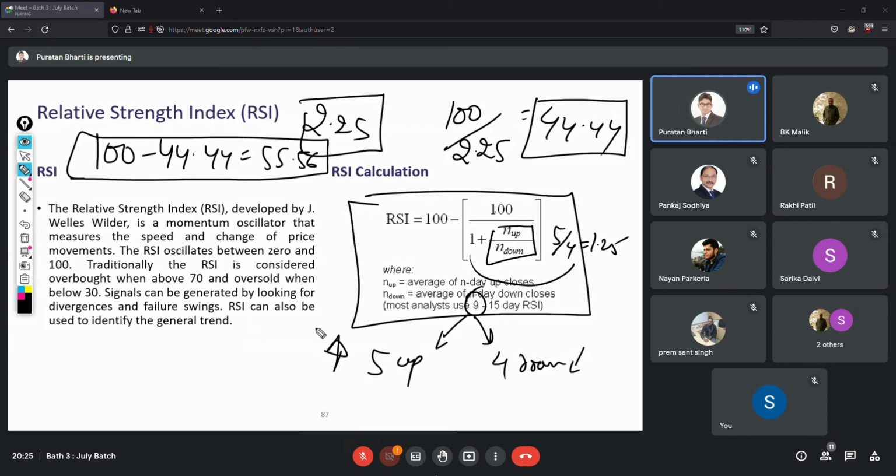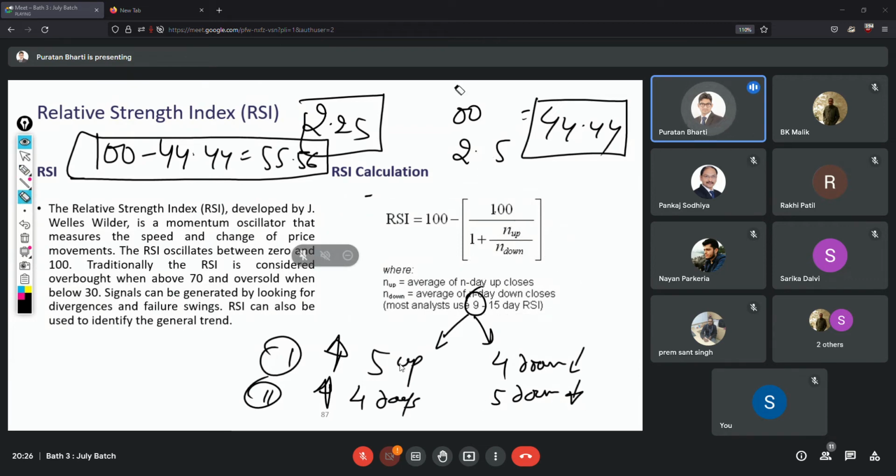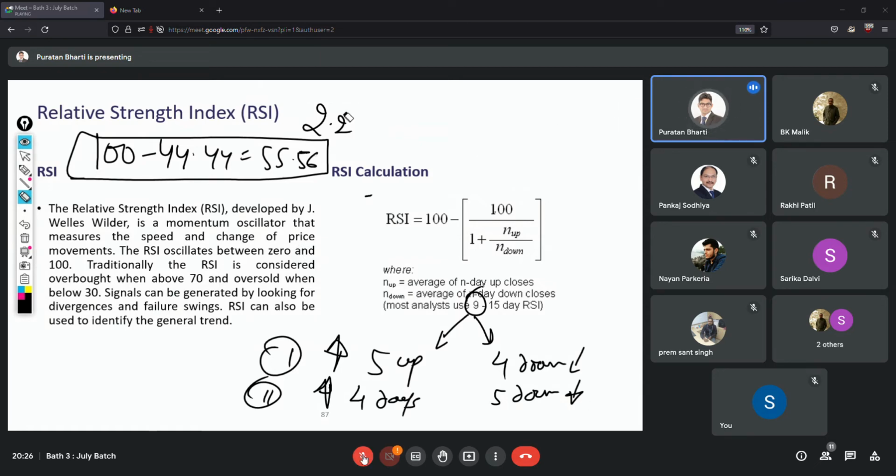Right? Now let us just switch this example. This is case 1. In the case study 2, we are assuming that it was up only 4 days and it was down 5 days. Okay, it just went down. Right? Now let us do this maths all over again, and I will rub this off. We will only look at the new number now, and we will note that number.